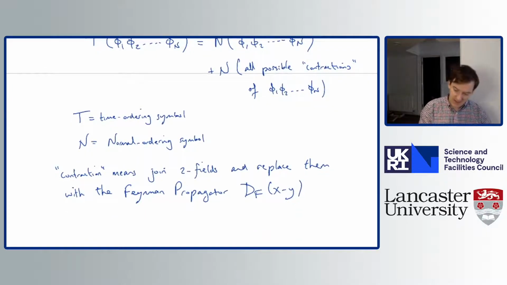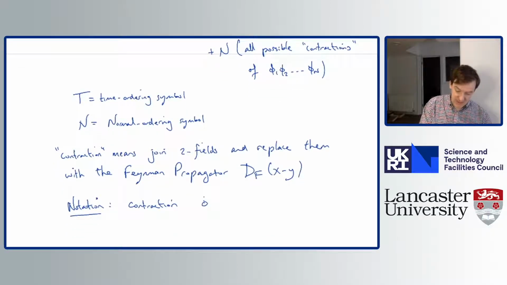That's the notation that people use for contractions. A contraction between a pair of fields is written with a little connecting line above the two fields that you want to contract. And what we do is replace these with the Feynman propagator. So let's do it: x1 minus x2. We use the labels on the fields as the space-time points.